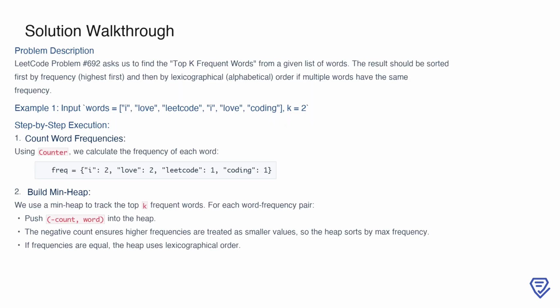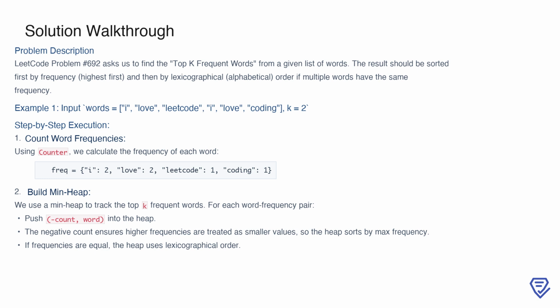In this problem, we are tasked with finding the top k most frequent words from a given list of words. The result should be ordered such that words with the highest frequency come first, and if two words have the same frequency, they should be sorted alphabetically. Take the example where the input words are I, love, LeetCode, I, love, coding, and k is 2.